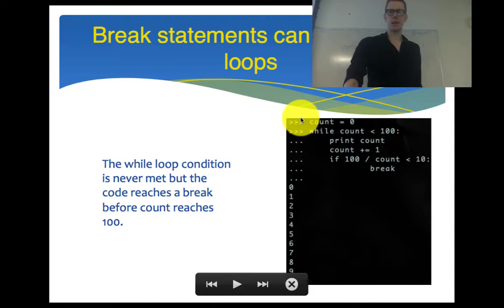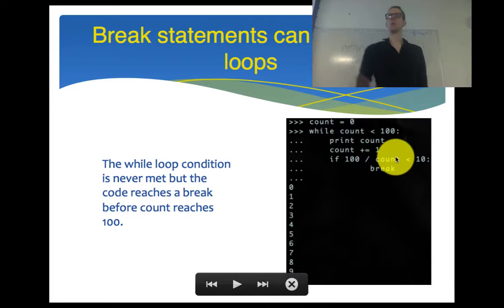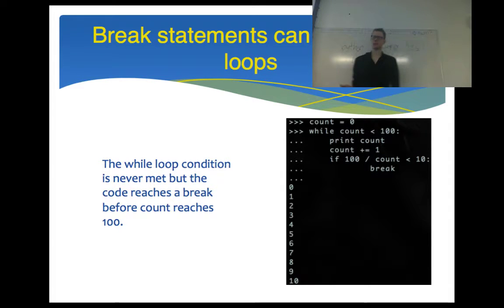Okay, so here is an example. I'm starting with a count equal to 0, very similar to an example we saw before. While the count is less than 100, I want to do something. What I want to do is print the count and add 1 to the count. So all of that code up till that point looks like it's going to loop all the way through from 0 to 100, printing all those numbers and adding 1 to the count every time.